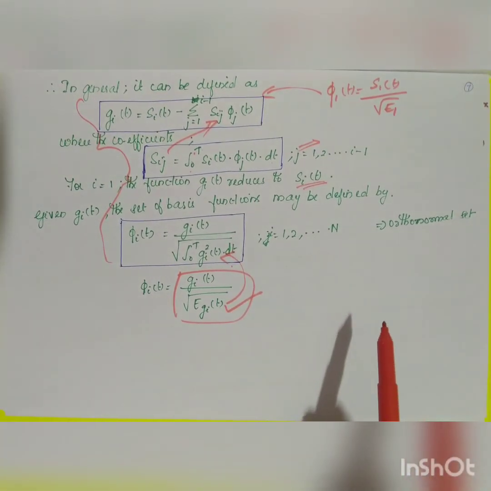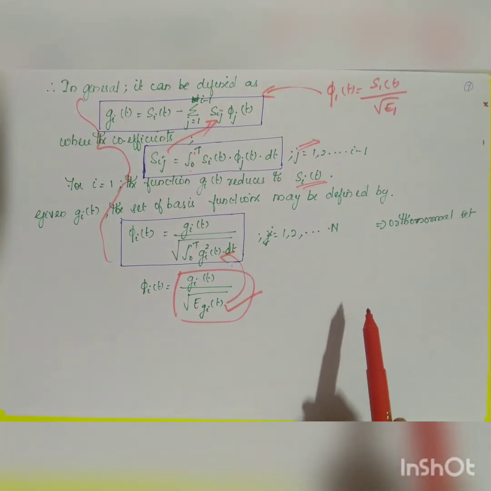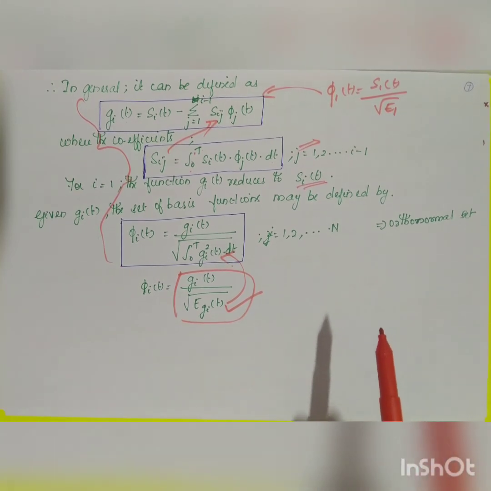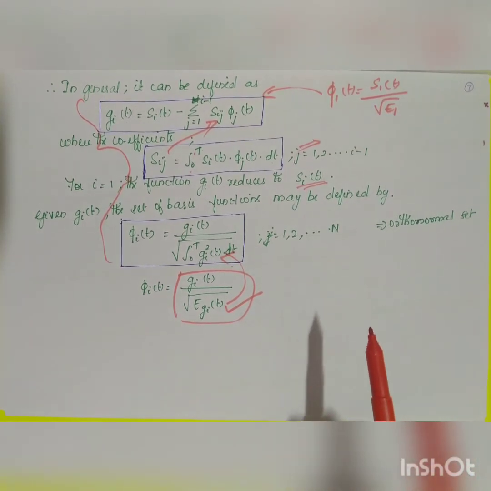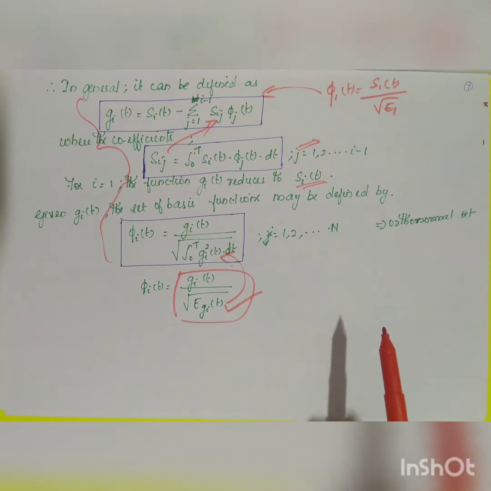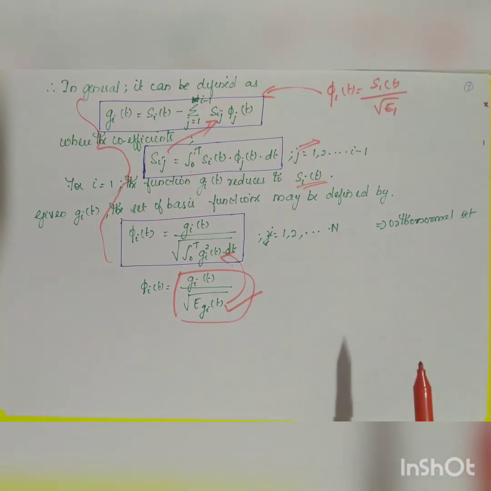So, these are the three formulas which you are going to use in your Gram-Schmidt orthogonalization procedure, and in the next video we will see the different problems related to it.